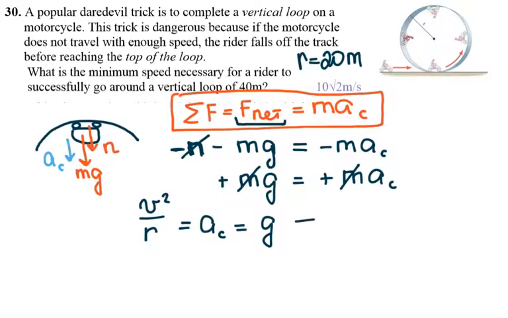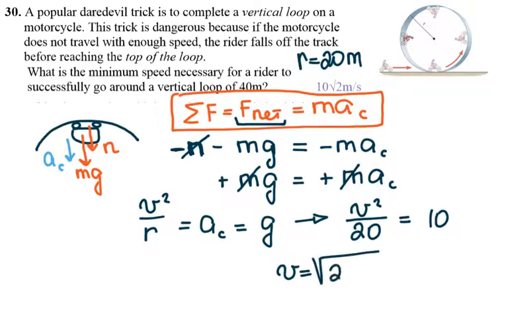So what I have, the v is the part that I'm looking for, squared. The radius is 20. And g is 10. So the velocity necessary to make it through the circle must be the square root of 200, or 10 square roots of 2 meters per second.